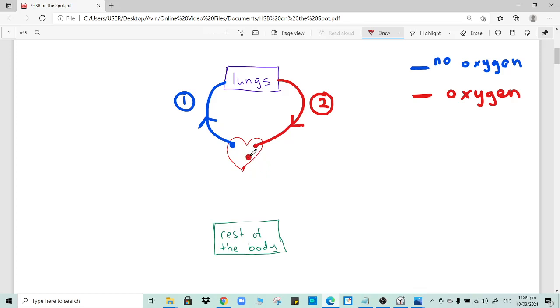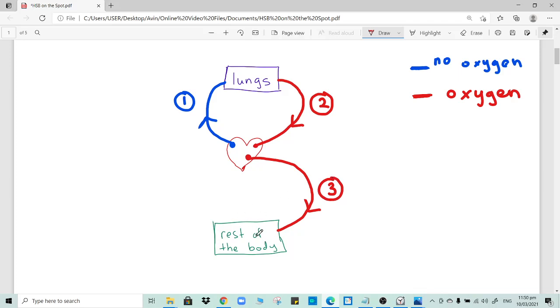So the heart now repumps, I don't even know if that's a real word, right? But I'm just going to use the word. It repumps the blood out to the rest of the body. So that's 3.